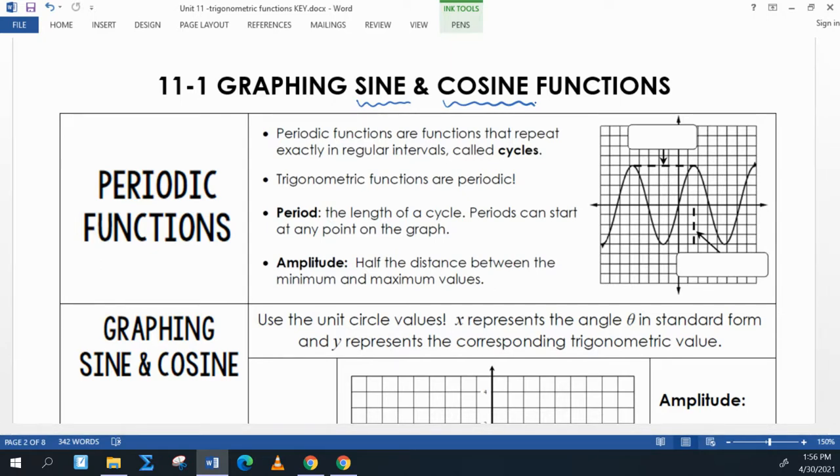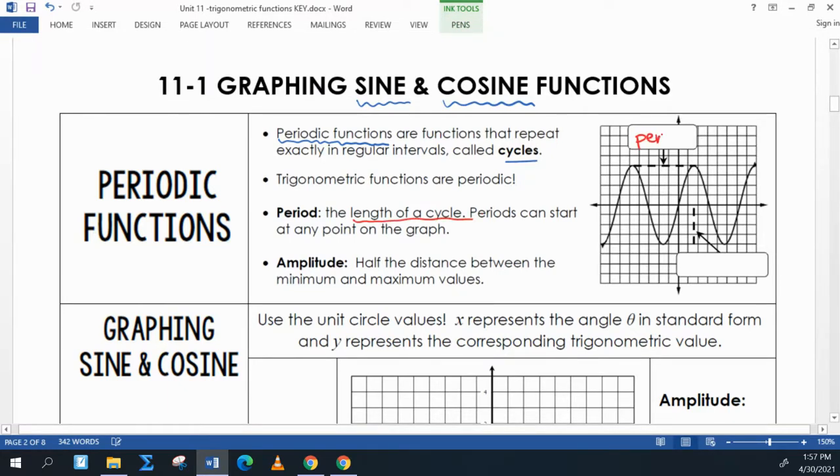Both of these functions, as any other trig function, are what we call periodic functions. That means they're going to repeat or start over at regular intervals, which we're going to call cycles. All of the trigonometric functions are periodic. They're also called sound waves or sine waves or cosine waves, because they look like waves. They just go up to the top, down to the bottom, and keep repeating. They're periodic. So the period is the length of a cycle.